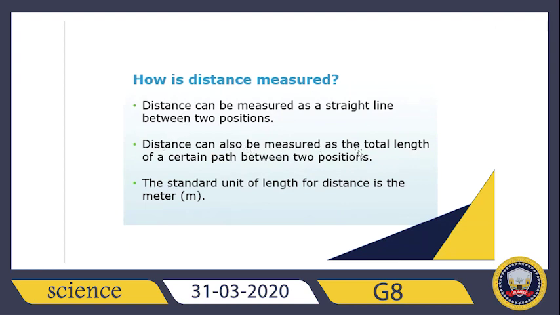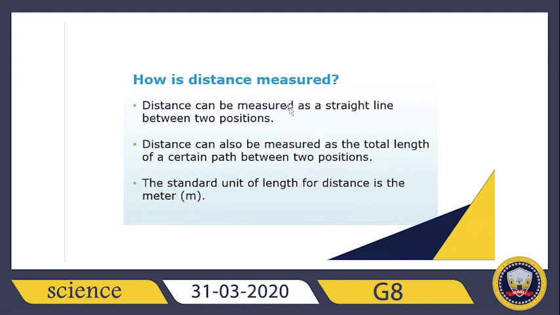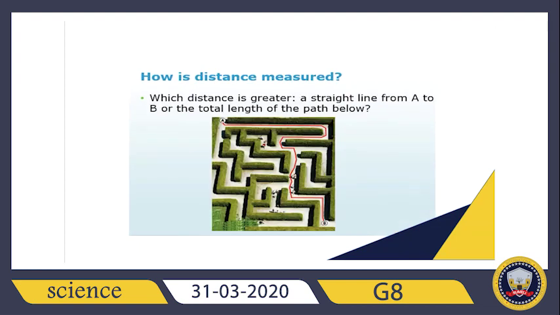What about the other way by which we can measure distance? Distance can also be measured as the total length of a certain path between 2 positions. For example, we have this path. You may follow this path from A to B, or you may follow another path from here to here to here, and so on. So here we can have several paths, right? Anyway, as we said, the distance can be measured either as a straight line between A and B, or as the total length of a certain path between 2 positions.